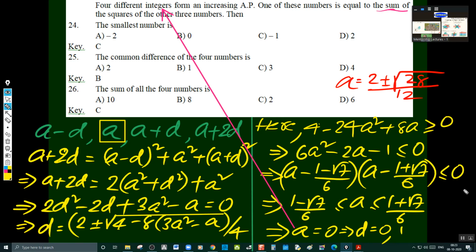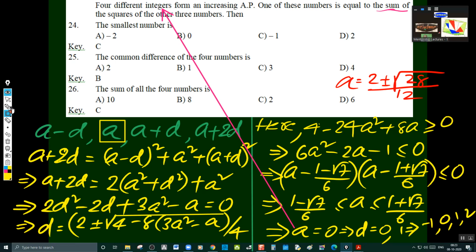Then what are the numbers? Anyone in the class, please? A minus D first number. D will not be 0 because all the terms will become equal. So you must take D as 1. So what are the numbers? Minus 1, 0, 1, 2. These are the numbers, and the sum will be 2.